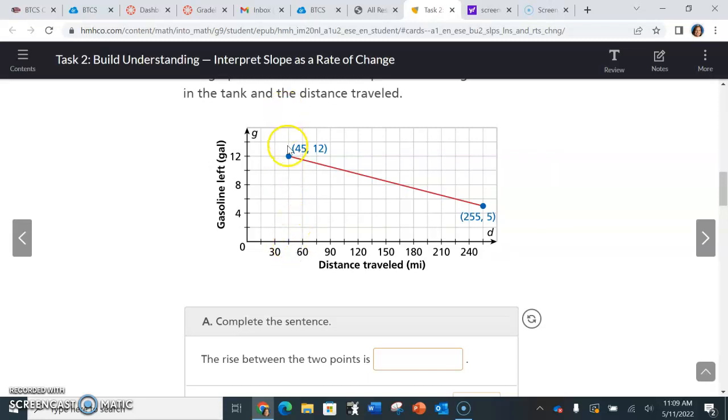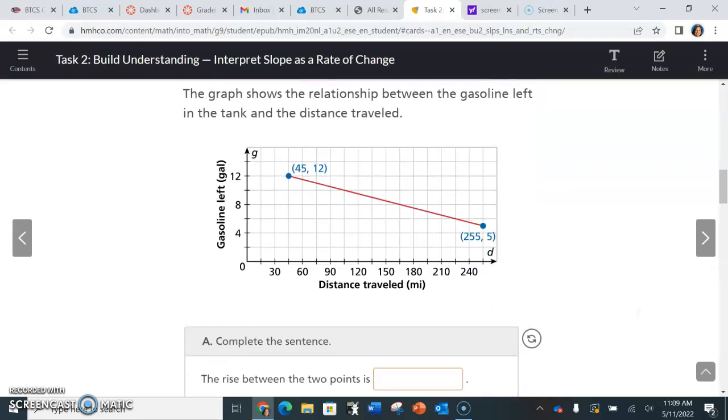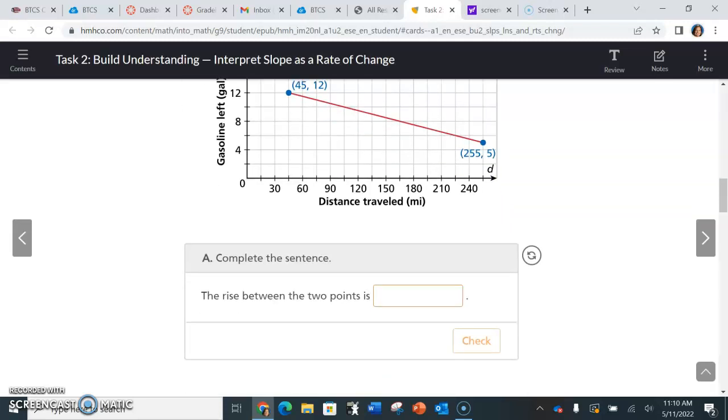So we've got 45 as our x, that's our independent variable, and 12 is dependent. The amount of gas left depends on how far you've traveled. This other point comes from the second picture here, 5 gallons of gas left and 255 miles. So that's the distance traveled, and you can see that gas is going down. You have less gas after you've traveled more miles, which makes sense. All right, let's see what the questions ask us.